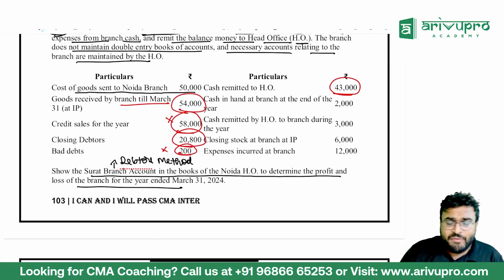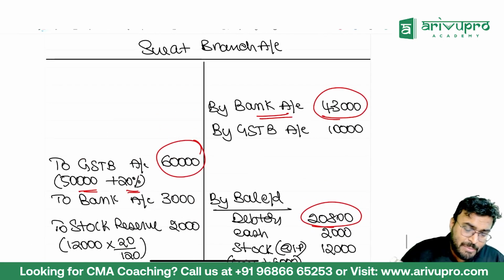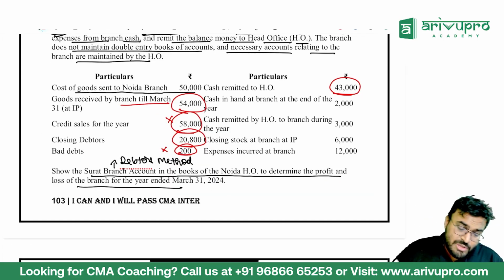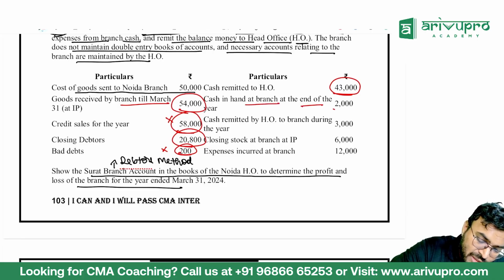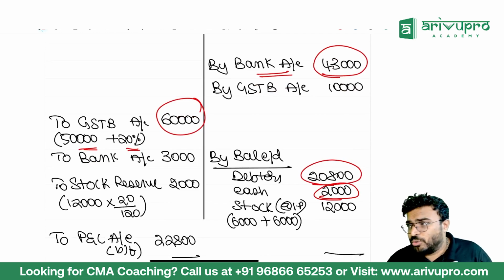Cash remitted to head office. They sent us money. We will pass the entry. Bank account debited to branch account. So here you are writing by bank 43,000. Cash in hand at the end of the year 2,000. End of the year they have 2,000. So you will write balance carried down cash 2,000.